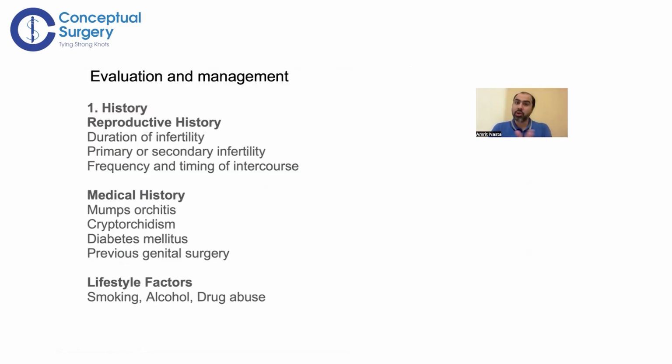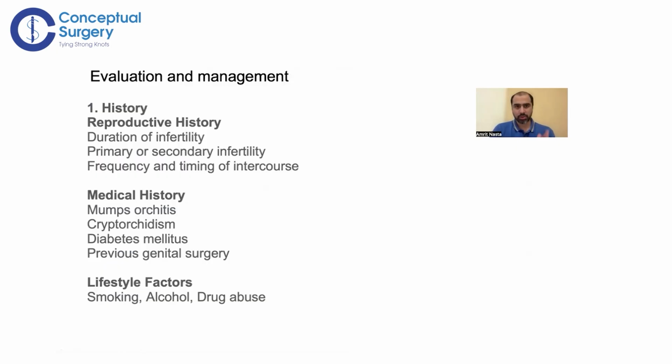But if 1 year of regular unprotected intercourse does not yield a pregnancy, then you think about male or female infertility. So we are talking about male infertility. You take this history for how long it has been there. Is it primary infertility, meaning you have never had children, or you had one child, but now you are not able to conceive? So maybe it is a secondary infertility. You take the sexual or intercourse history, medical history, any risk factor from the ones that we discussed, lifestyle things. So this will be your history.